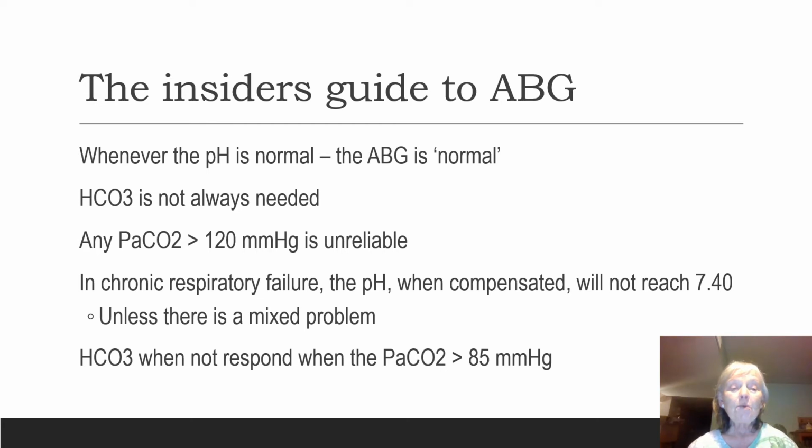The last one, too: bicarb will not respond when the PaCO2 is greater than 85 millimeters of mercury. If you look at your ABG and your bicarb is 92, that is still an uncompensated respiratory acidosis, and the reason is your PaCO2 is greater than 85.